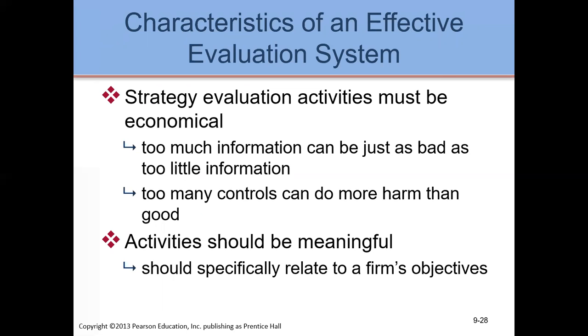There are certain characteristics of an effective evaluation system. Strategy evaluation activities must be economical. Too much information can be just as bad as too little information, so information overload should be avoided. Too many controls can do more harm than good. There should also be free will, and we should be concerned with the risks associated with free will. Yet too many controls can obviously hinder performance and progress.